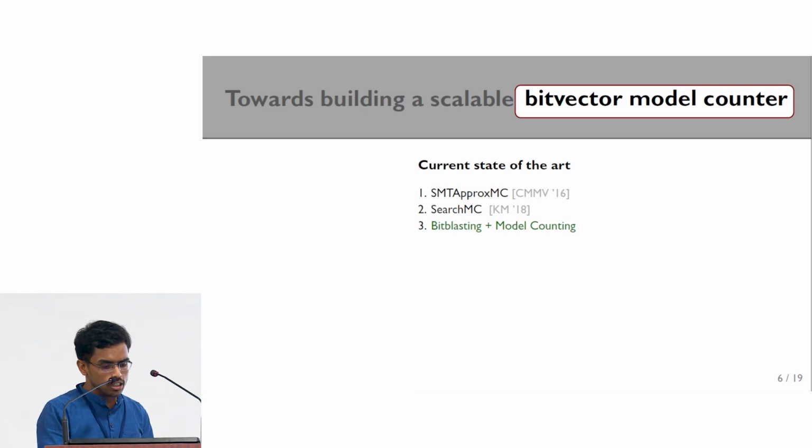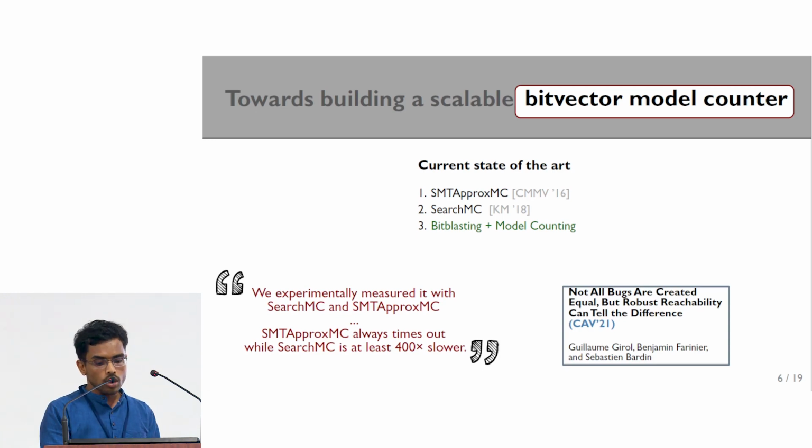While we were searching for benchmarks, we came across a CAV 21 paper, also from software model checking, working on the problem of robust reachability. They had two definitions of their problem. One used satisfiability, and the other definition of robust reachability used some quantitative definitions. For that quantitative definition, they reduced their problem to bit vector model counting. In this process, they used the first two model counters, SMT approximation and SearchMC, and found that neither scales on their problems. They concluded that their definition with quantitative reasoning is not that scalable.